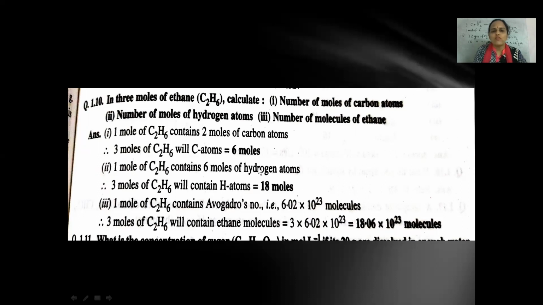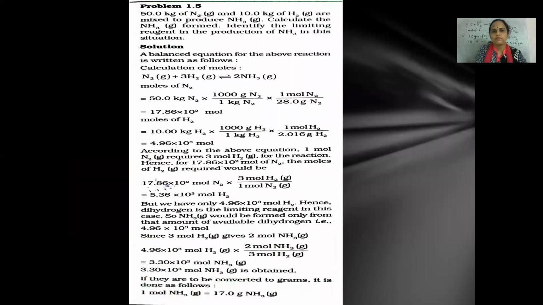Third part of the question, you see, is the number of molecules of ethane. So 1 mole of ethane contains 6.022 into 10 raised to 23 molecules of ethane there. Therefore, 3 moles of ethane will contain 3 into 6.022 into 10 raised to 23 molecules of ethane, and your answer comes out to be 18.06 into 10 raised to 23 molecules. Hope you have understood. Let's go for the next problem now.